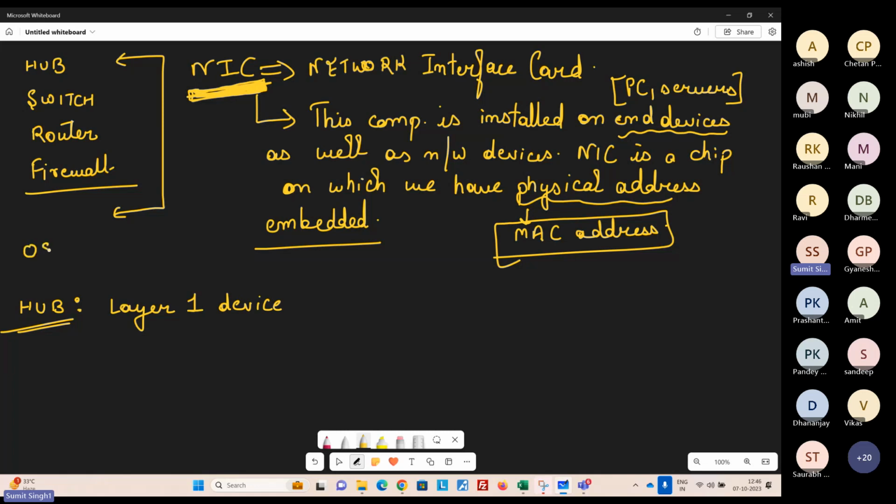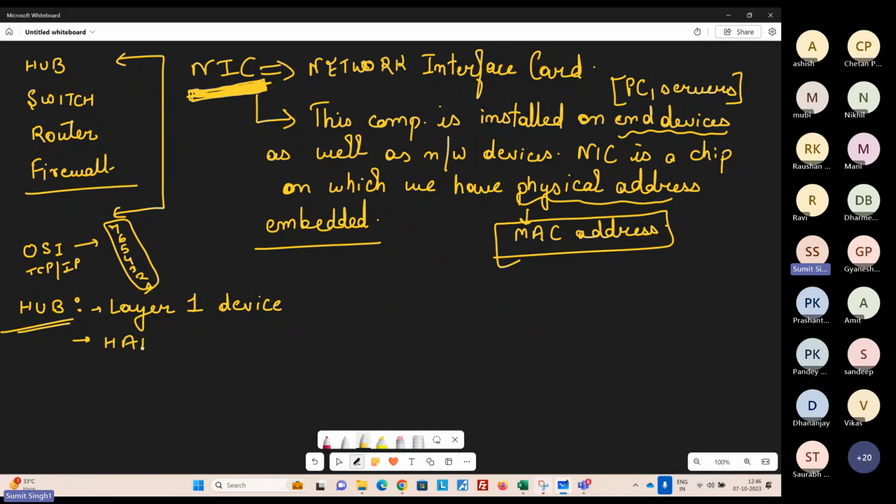We have the OSI and TCP/IP reference models for communication, and they are layered models. OSI has 7 layers. So when I'm saying layer 1, layer 2, layer 3, they are layers of the OSI and TCP/IP models that we will discuss more in our upcoming sessions. So hub is a layer 1 device. Hub operates in half duplex mode.